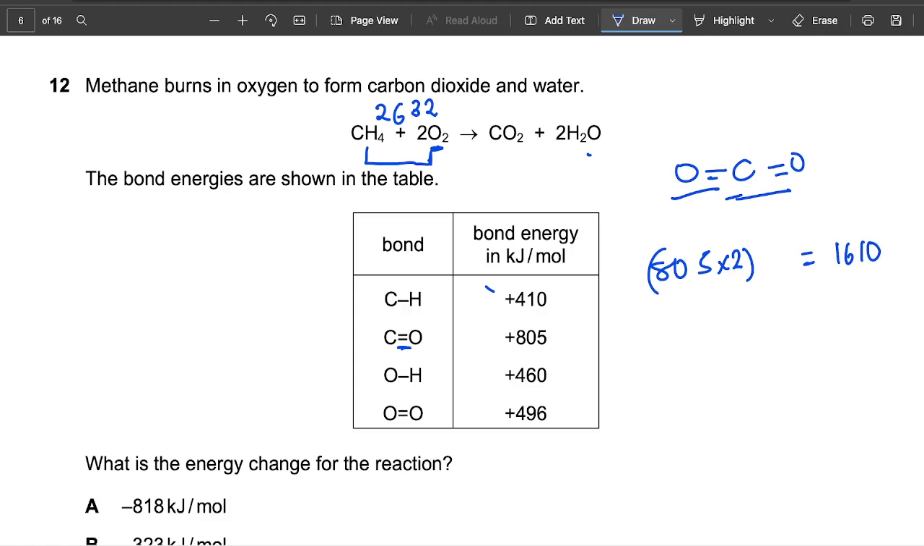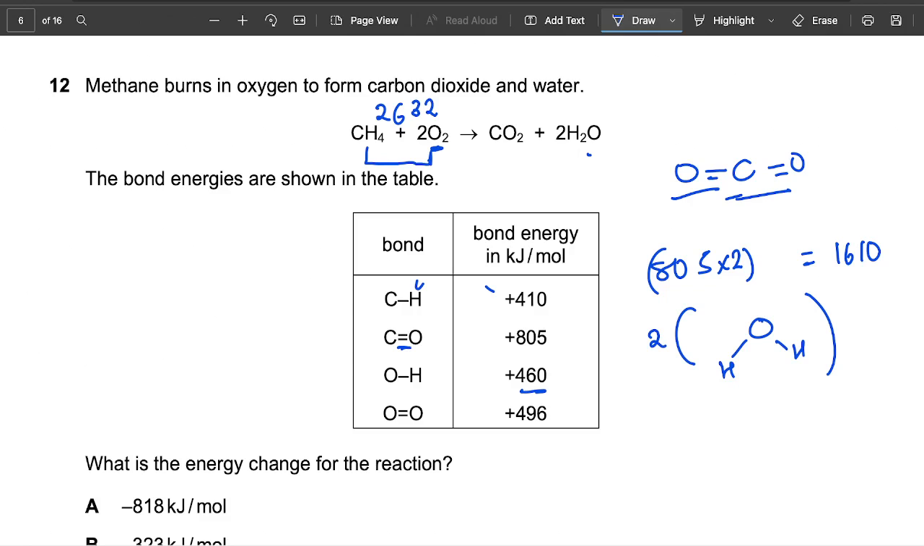So how do you write 2H2O? Give me a second. Will it be just 2H like this? Not possible, right? Because it can't be like that, but it's 2H2O. So to write 2H2O, you simply have to do this, and actually, let me do it again. It will be like this. So O-H, which is this 460. So 2 times 460.